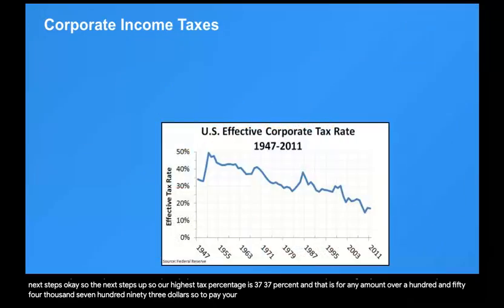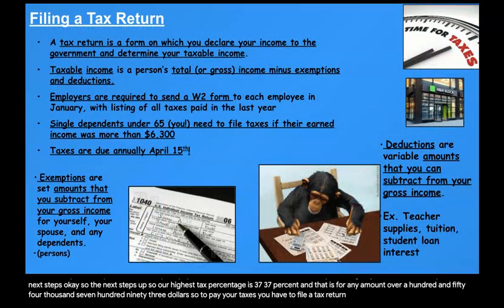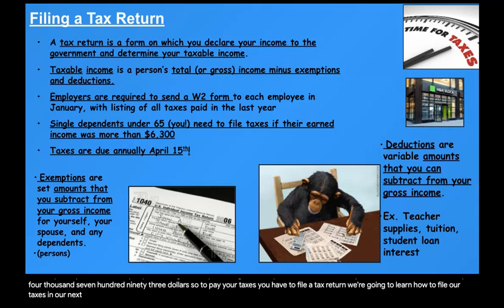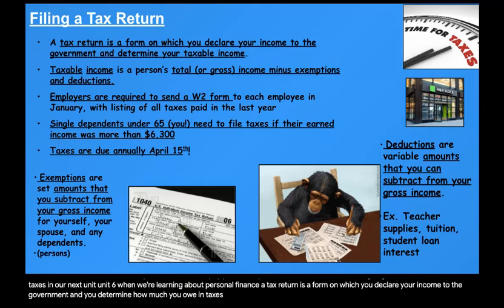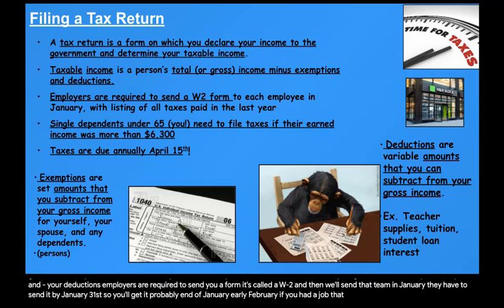So to pay your taxes, you have to file a tax return. We're going to learn how to file our taxes in our next unit, Unit 6, when we're learning about personal finance. A tax return is a form on which you declare your income to the government and you determine how much you owe in taxes. Your taxable income is your gross income minus your exemptions and minus your deductions. Employers are required to send you a form. It's called a W-2, and they will send that to you in January. They have to send it by January 31st. So you'll get it probably end of January, early February if you had a job this year.